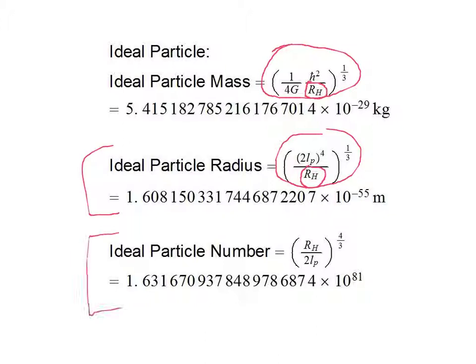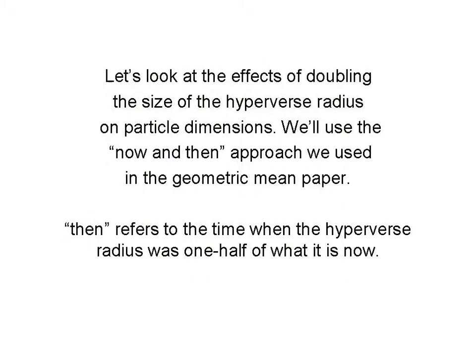The number of particles in the universe is also a function of the radius of the hyperverse, and it too changes with expansion. Let's look at the effects of doubling the size of the hyperverse radius on particle dimensions. We'll use the now and then approach we used in the geometric mean paper. The word then refers to the time when the hyperverse radius was 1/2 of what it is now.